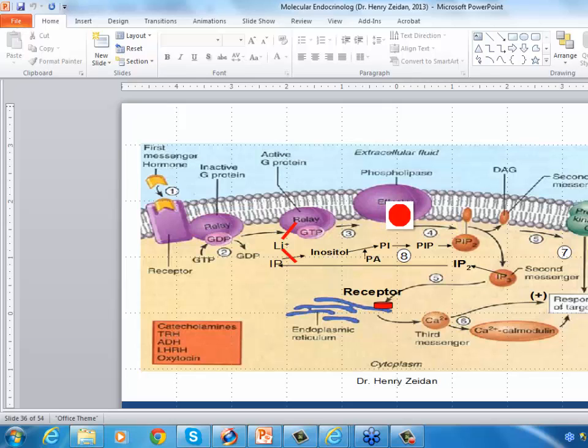Phospholipase will act on phosphatidylinositol to give you diacylglycerol and activate protein kinase C. When you go on to this presentation, phosphatidylinositol will give you inositol first, PI, that can be converted to PIP, that can be converted to PIP2.